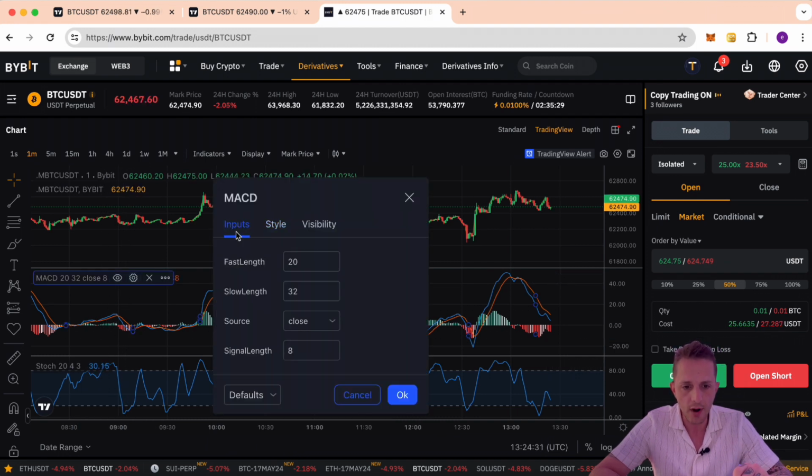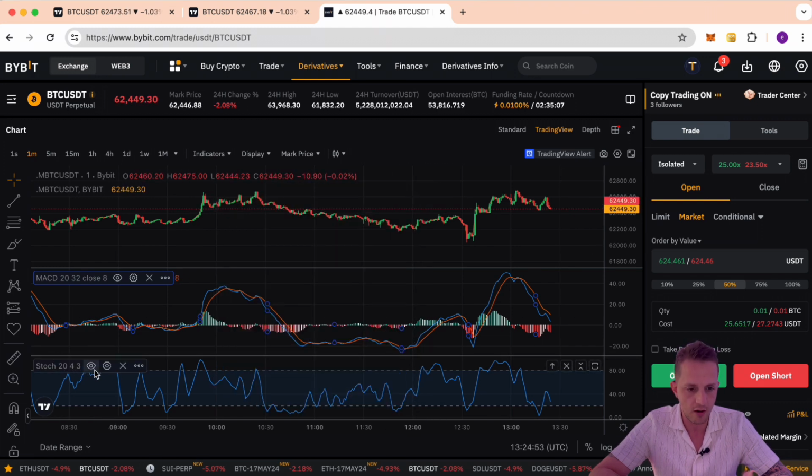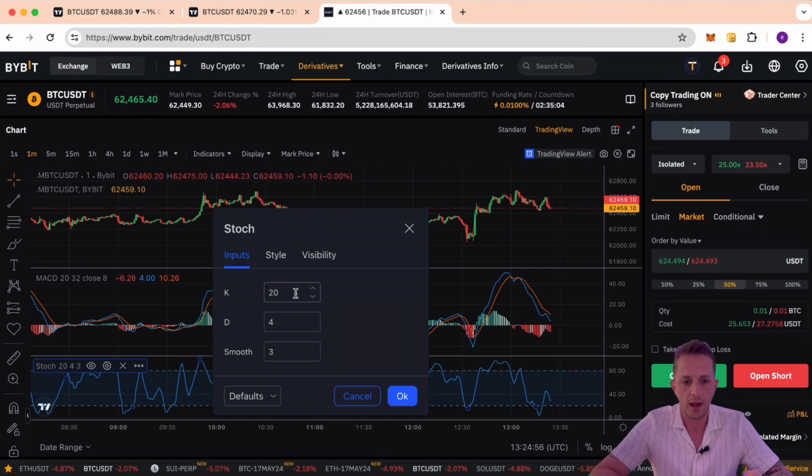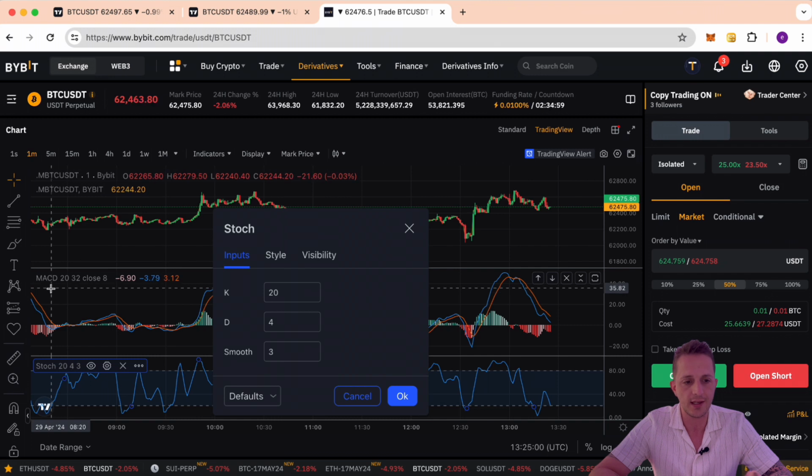So remember that you need to use the fast length at 20, the slow length at 32, and the signal length at 8. I tell you this in case you have different settings when you select this indicator. So this is what you need to put: 20, 32 and 8. Same thing, we need to change something on our stochastic, so it's 20, 4 and 3. So once again, for the MACD it's 20, 32 and 8, and for the stochastic it's 20, 4 and 3.